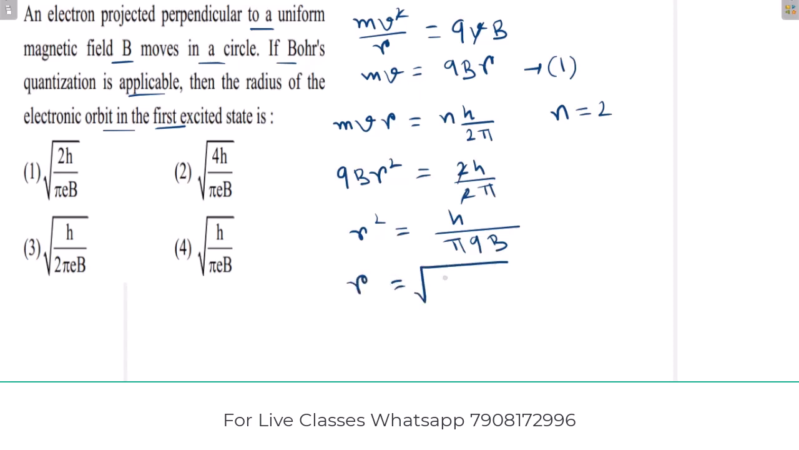Or r is equal to root over h divided by πqB. Now q is the charge of the electron, that is e, and B is the magnetic field, so r is root over h by πeB. So option 4 is the correct answer.